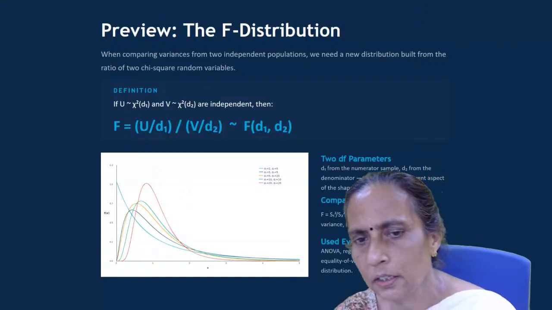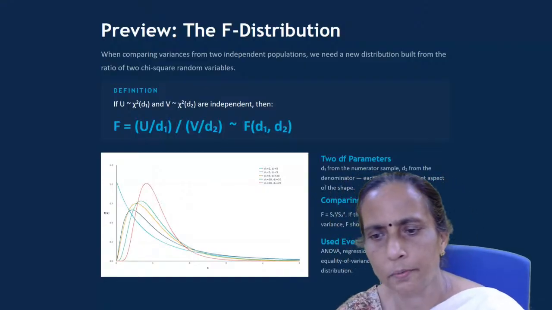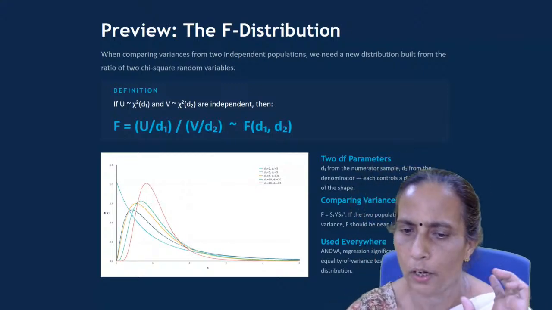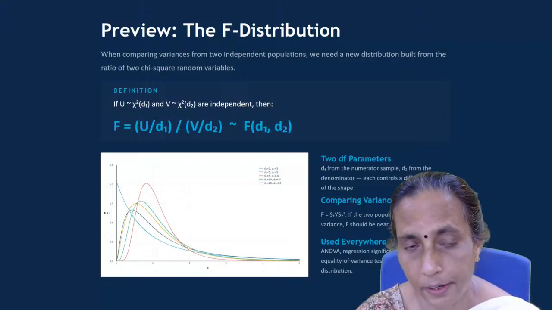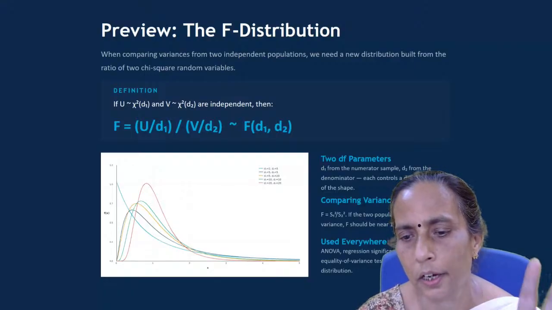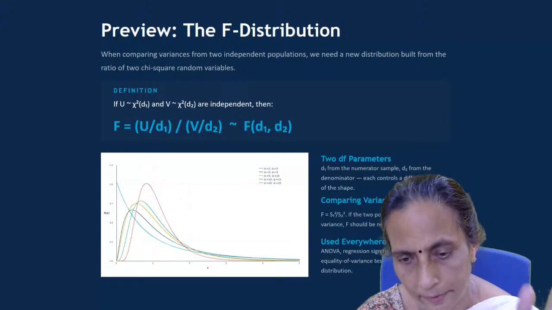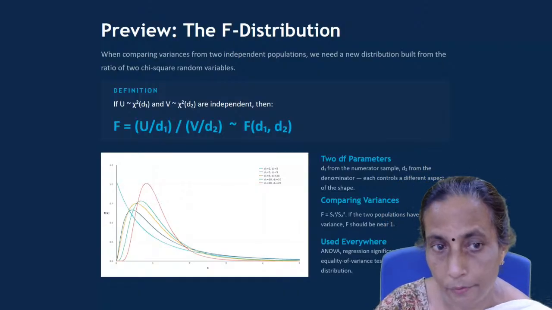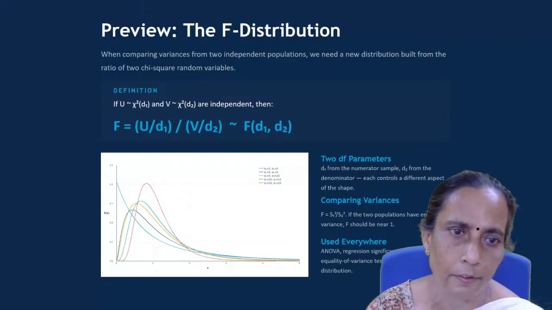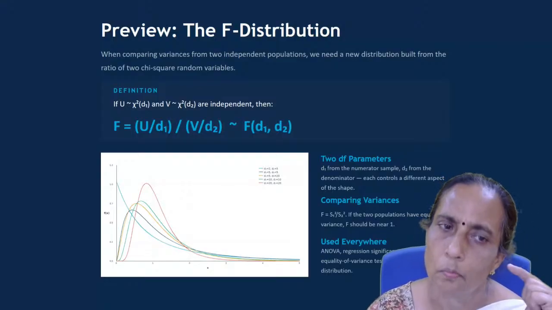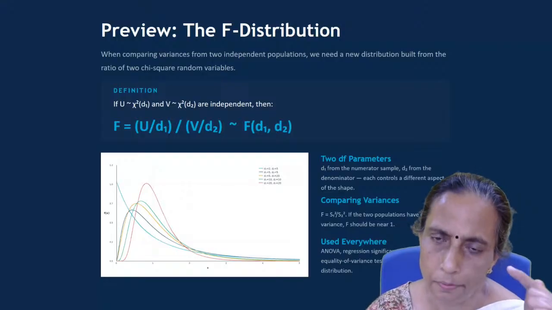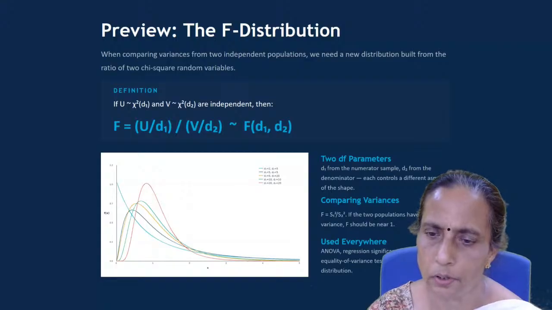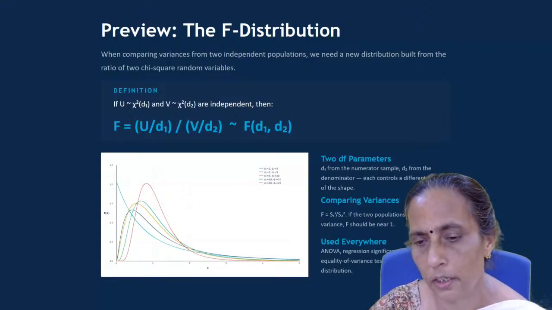So comparing the variances S1 square and S2 square, if the two populations have equal variance, then your F will be equal to 1. It is used everywhere: analysis of variance, regression, significance tests, and equality of variance tests all rely on the F distribution, wherein F is a ratio, and both the numerator and the denominator variables follow the chi-square distribution with different degrees of freedom.